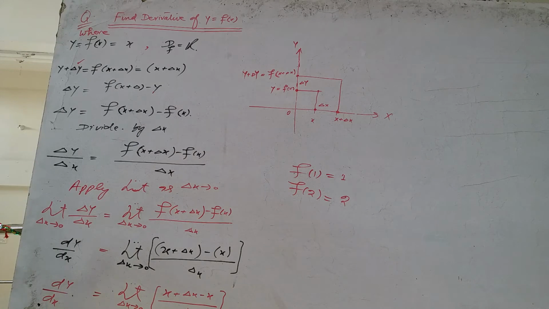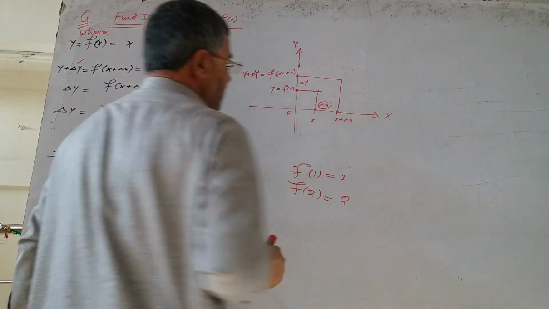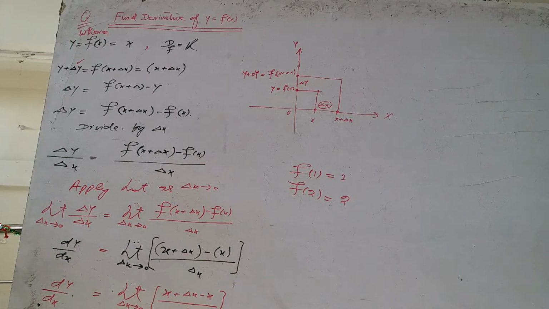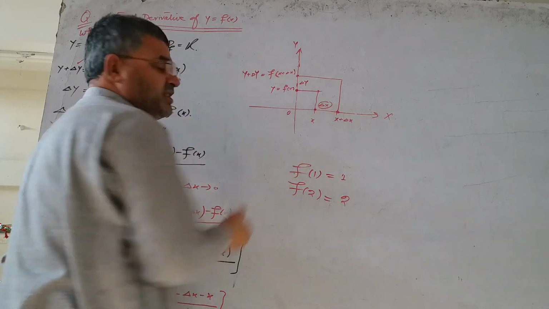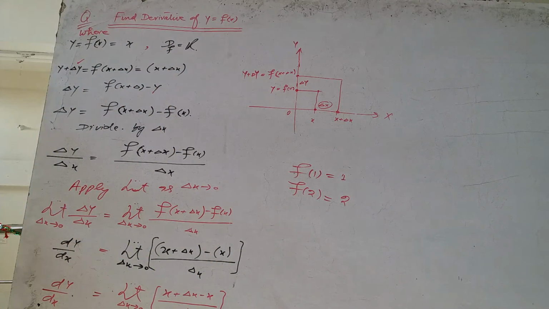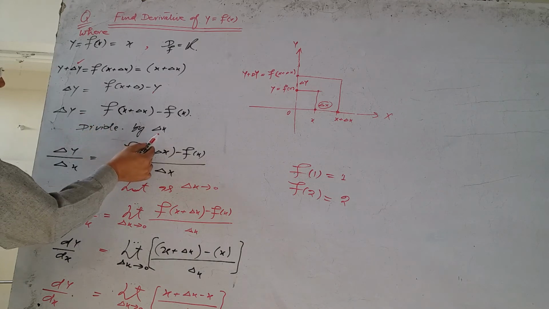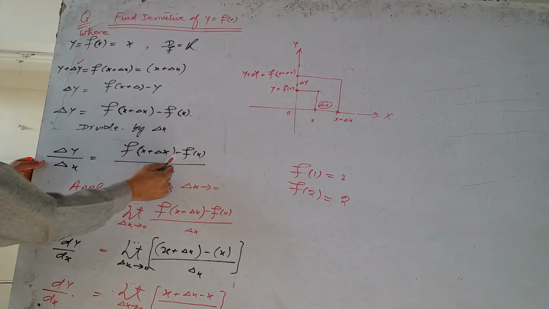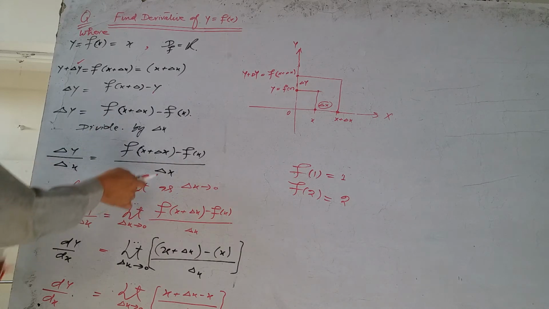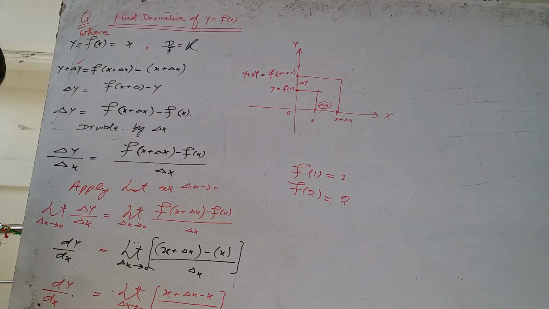This change in the dependent variable is due to the change in the independent variable. Therefore, we have to check the ratio between the change in the dependent variable with respect to the change in the independent variable. Therefore, we divide this equality by del x, that is, del y divided by del x is equal to f of x plus del x minus f of x divided by del x. This is the ratio between the change in the dependent variable with respect to the change in the independent variable.